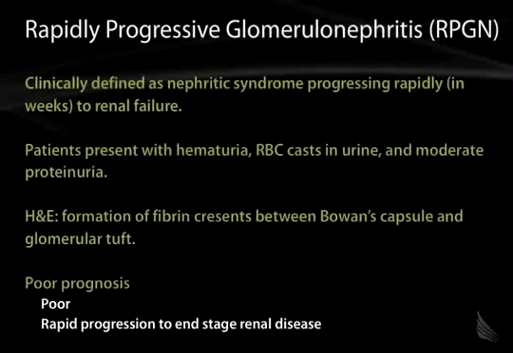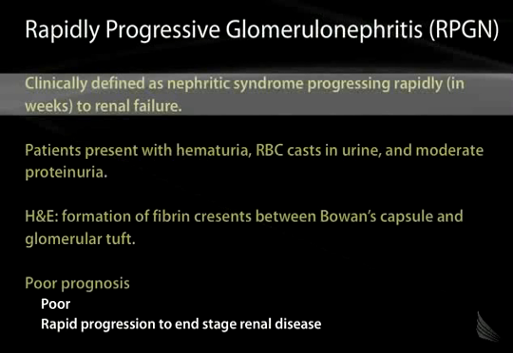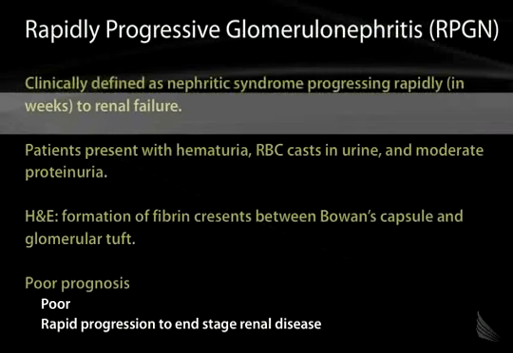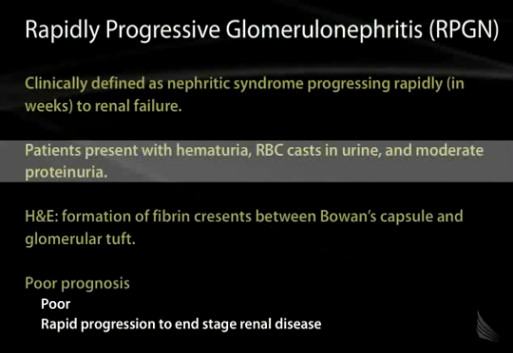Now, all of these nephritic diseases can end in what we call rapidly progressive glomerulonephritis, as we've already described. This is clinically defined as a nephritic syndrome that progresses very rapidly, meaning it progresses in weeks instead of months to years like most of these renal diseases do. The patients with this disease present with hematuria, they get red blood cell casts in their urine, and moderate proteinuria.